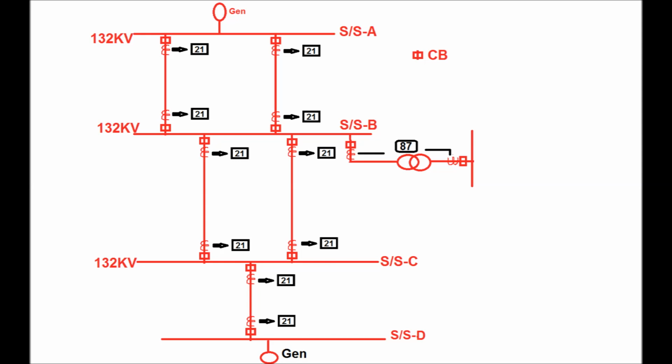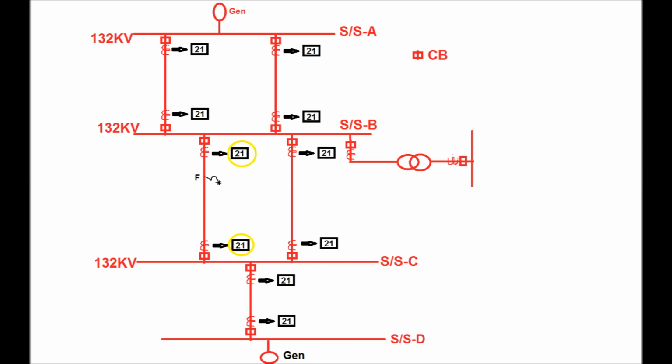In this figure, the main relay for the feeder is the distance relay, which is connected to the CT secondary for the local end and also for the far end in the substation. And for the transformer, the main relay is the 87 or differential relay, which is connected from the HV and LV side CT secondary circuit.